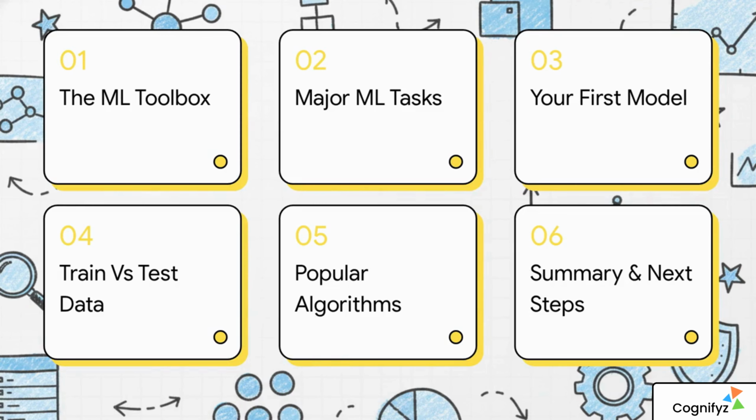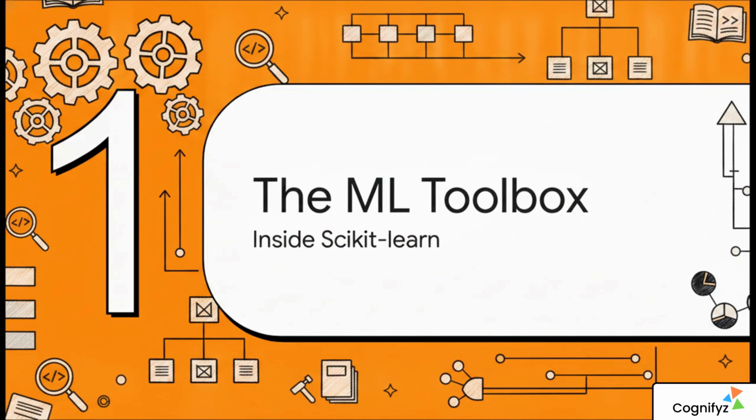To get you completely comfortable with this toolbox today, here's our quick roadmap. We'll look at the machine learning toolbox, the major tasks it handles, and then we'll build your first model. After that, we'll cover training versus testing data, tour some popular algorithms, and finally wrap up with a summary and your best next steps. Okay, let's dive right into Section 1, the machine learning toolbox.